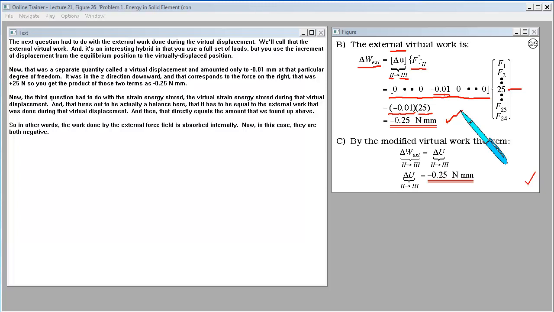Now, the third question had to do with the strain energy stored, the virtual strain energy stored during that virtual displacement. And that turns out to be actually a balance here, that it has to be equal to the external work that was done during that virtual displacement. And then that directly equals the amount that we found up above. So in other words, the work done by the external force field is absorbed internally. Now in this case, they're both negative.